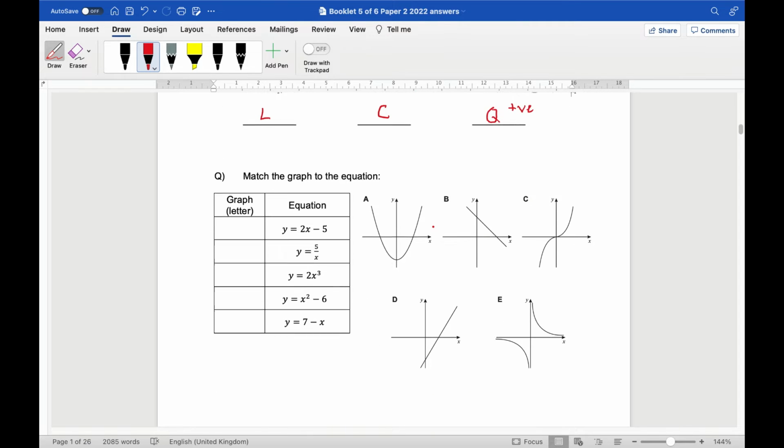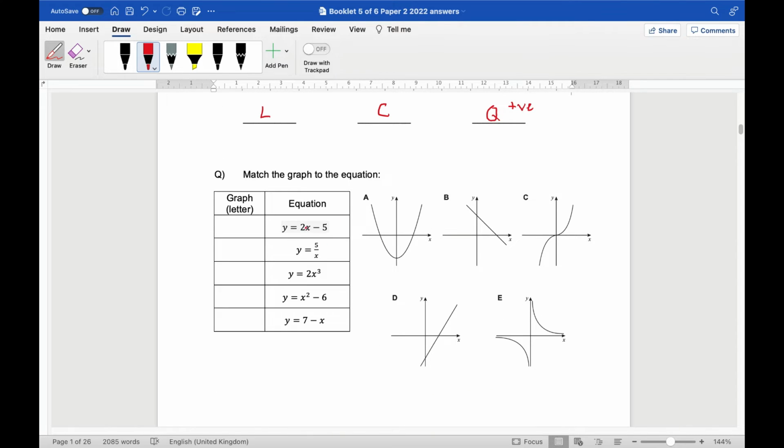Here. The first one is linear. It's got a positive gradient and a negative y-intercept. So it's D. The next one is reciprocal. It's something over x, which is E. The next one is a cubic. Okay, with a positive, so it's coming up, down, up. That one is, okay. So where does that happen?